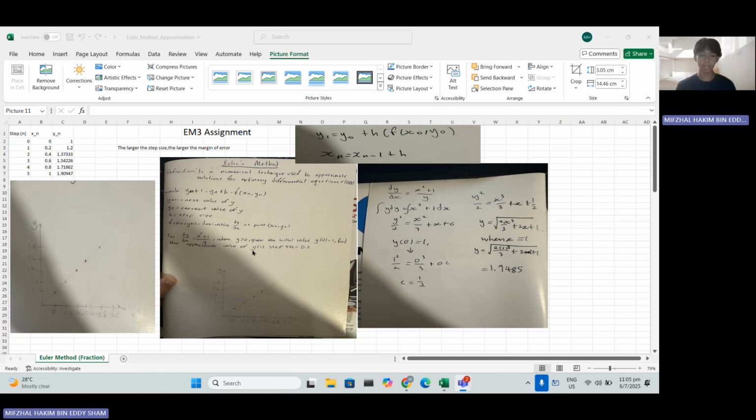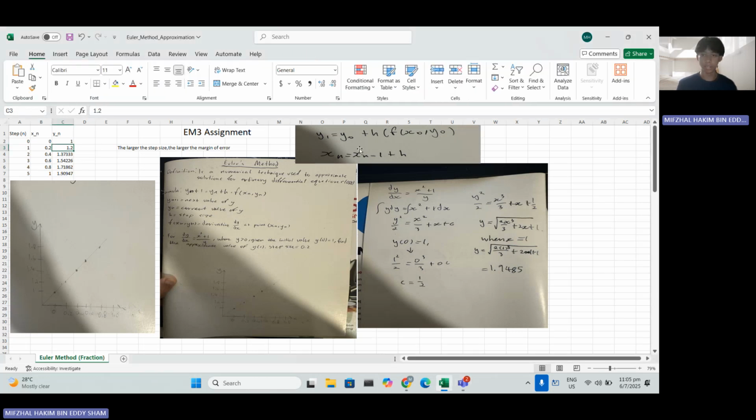Now the question is asking us to find the value of y when x is equal to 1, using this formula. We know that the value of y0 is 1 and x0 is 0. Substituting that into this formula, we'll get y1, which is how we got this. This is an example of how we use the formula.